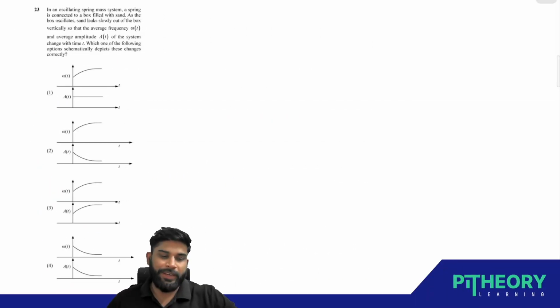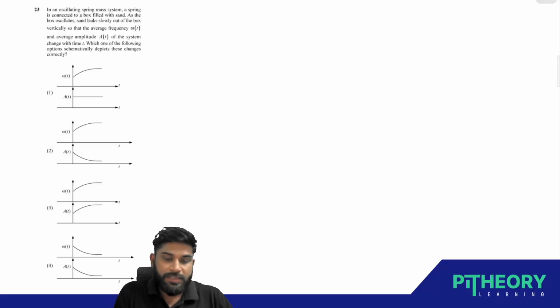So here is the 23rd question. In an oscillating spring mass system, a spring is connected to a box filled with sand. As the box oscillates, sand leaks slowly out of the box vertically so that average angular frequency omega and average amplitude A of the system change with the time t. Which one of the following options schematically depicts these changes correctly is the question here. Okay, so let's see how to solve this question.